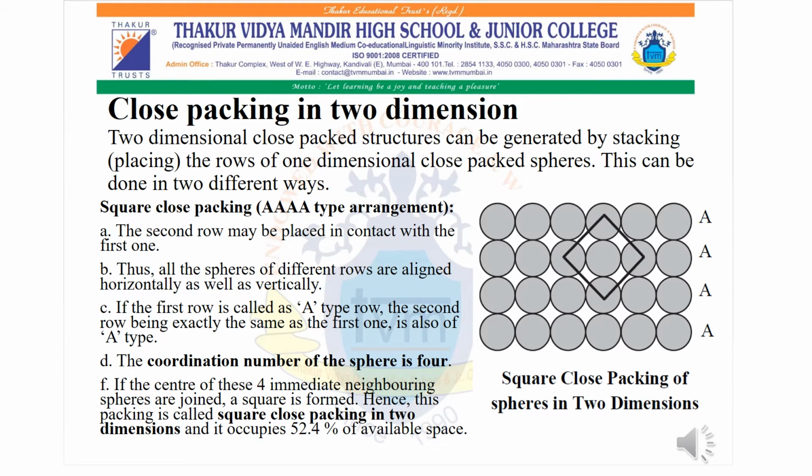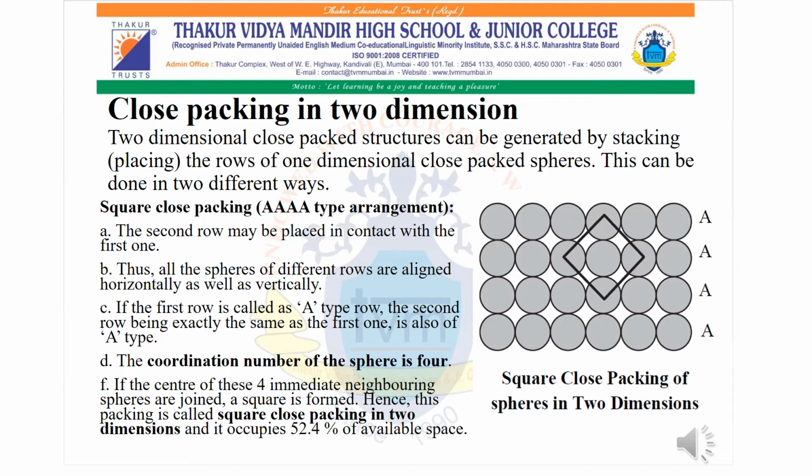Here in the AA type of arrangement, the second row may be placed in contact with the first such that the spheres of the second row are exactly above those of the first, that is, one below the other. Thus all the spheres of different rows are aligned horizontally as well as vertically. If the first row is called A type, the second row, being exactly the same below it, will also be called A type. So the planar two dimensional arrangement will be called AAA type.